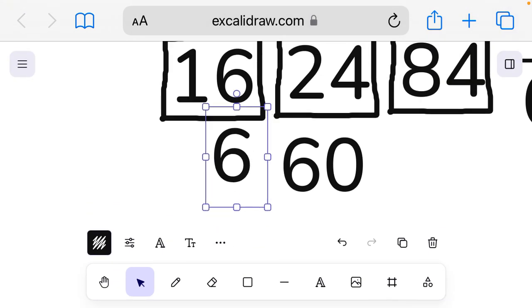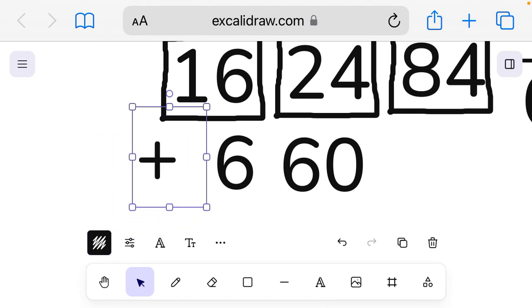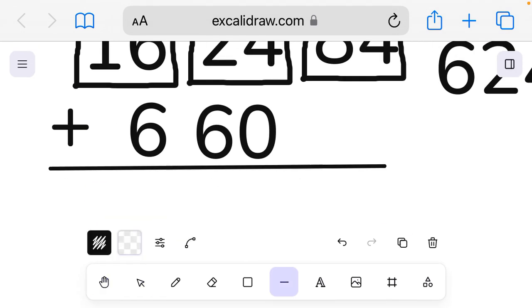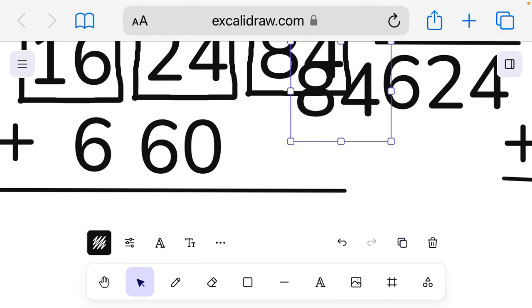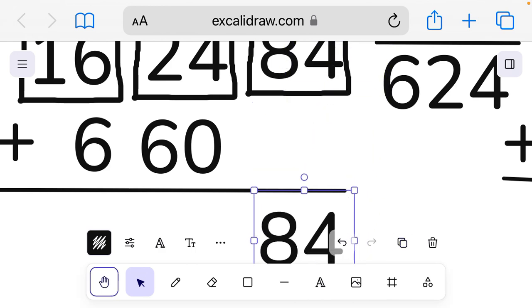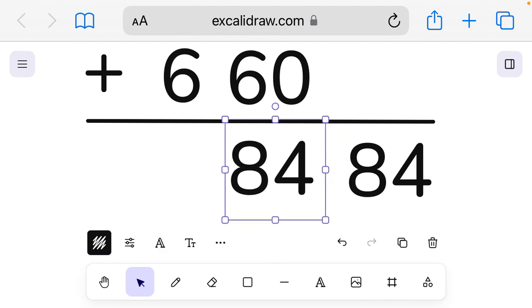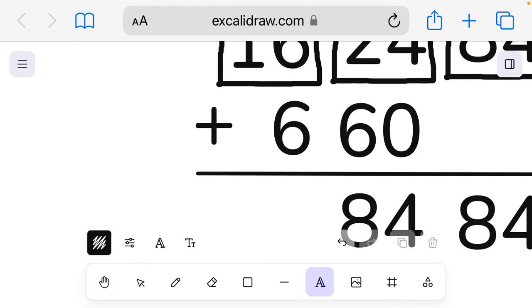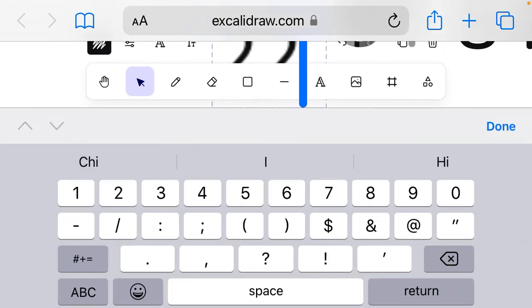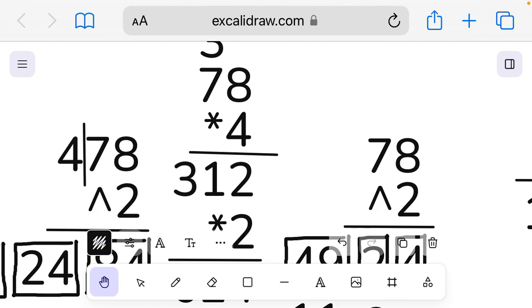And now we are ready to add. Alright, so bring down any of the numbers that are not being added. So we have 84, and then 24 plus 60 is 84. A coincidence, because we have the two numbers the same answer. But anyway, we have to continue on. So we have 16 plus 6 is 22. So that's the answer to the second step. Now let's move on to the third one.